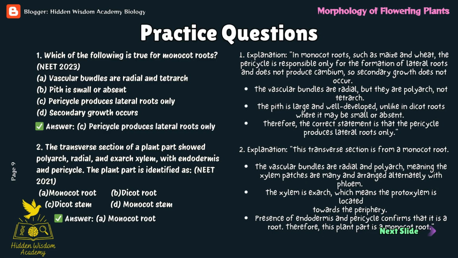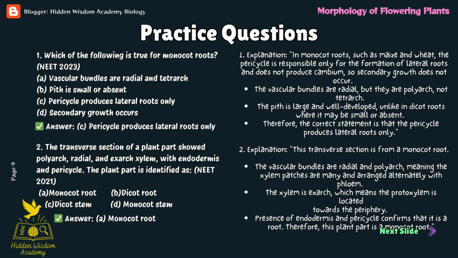Explanation. In monocot roots like maize and wheat, the pericycle only forms lateral roots and does not produce cambium, so secondary growth does not happen. The vascular bundles are radial and polyarch. The pith is large and well developed, unlike in dicot roots where it is small or absent. The key point is, the pericycle in monocots forms lateral roots only. So, option C is the correct answer. Pericycle produces lateral roots only.